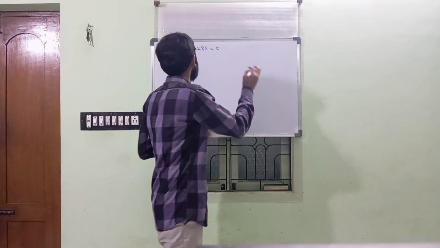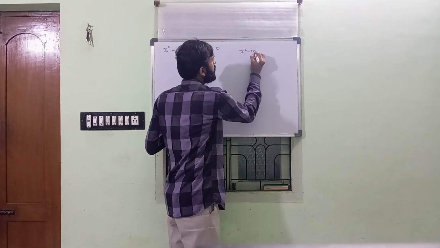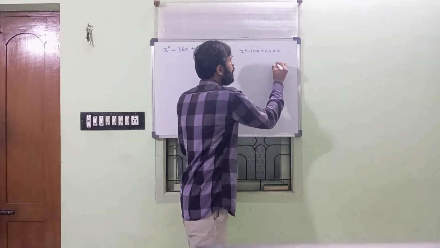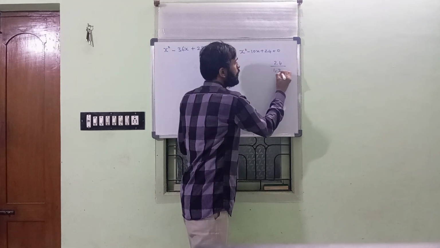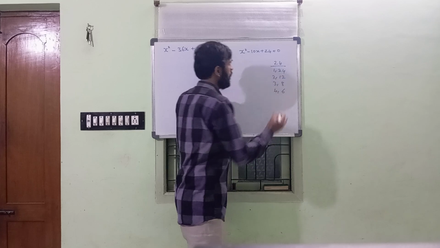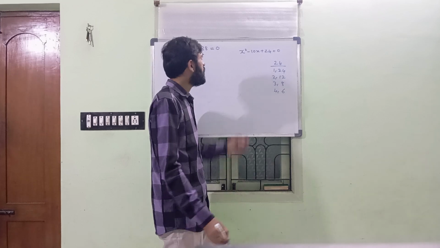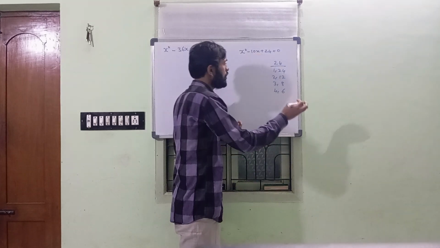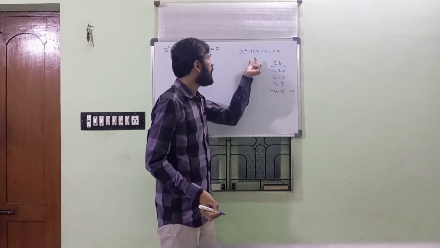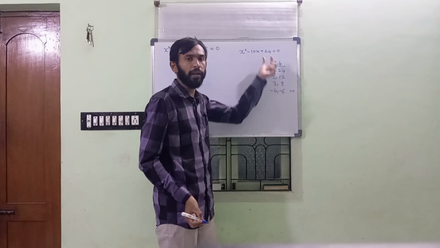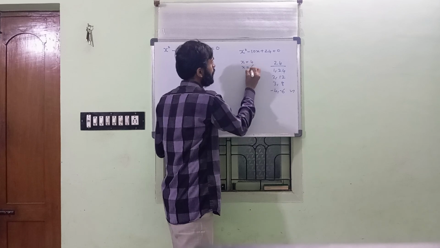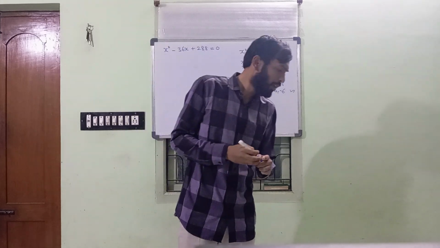Let me recall quickly. x square minus 10x plus 24 equal to 0. I will find factors of 24, which are 1 and 24, 2 and 12, 3 and 8, and 4 and 6. Among all possibilities, we know that minus 10 gives this one, because if I apply minus on both numbers, the sum will be minus 10 and the product will be 24. So changing the sign gives x equal to 4 and x equal to 6. So this is the usual method.